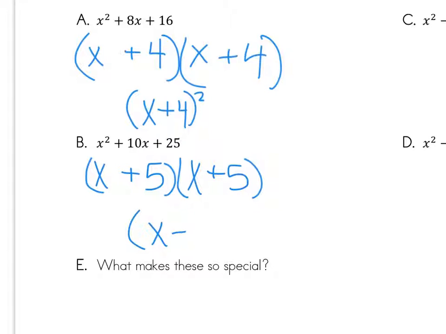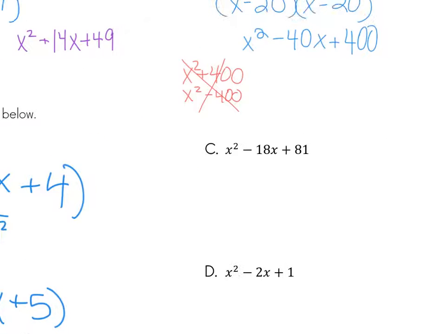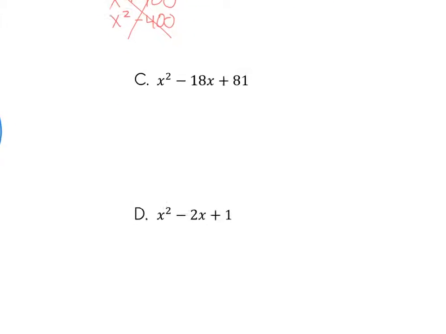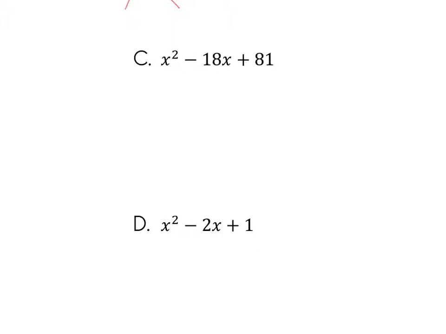Instead of writing x plus 5, I could also write this as x plus 5 squared because there's two of them being multiplied times one another. Here we have C. Let's do the same thing here, only being careful now, this middle term is negative. So we need two numbers that multiply to 81 but combine to be negative 18.